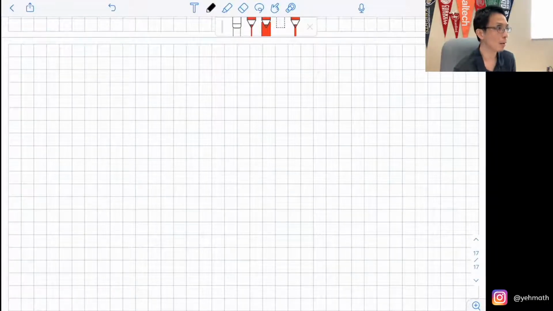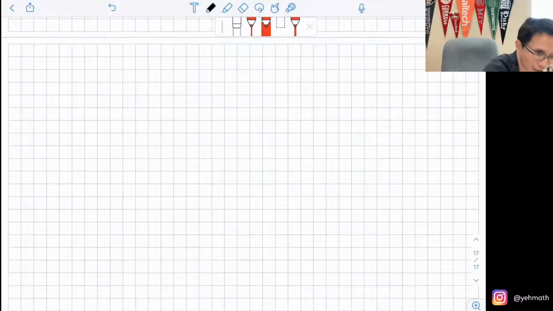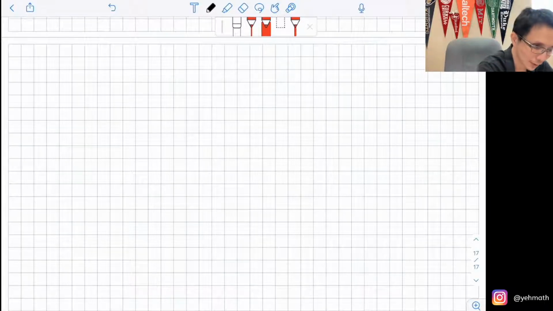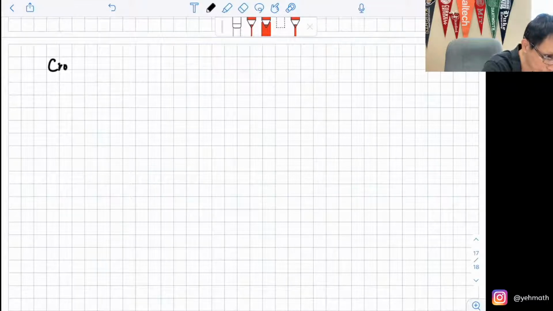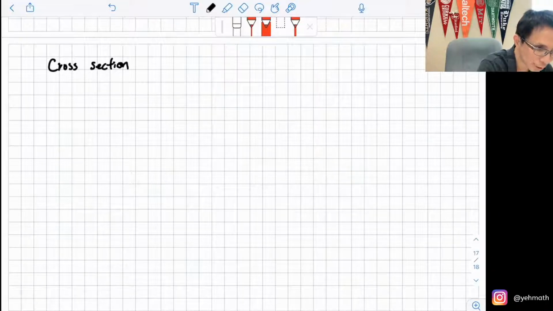Okay, so we're gonna talk about the next thing. Next thing is called cross sections. Focus. Cross section. Okay. So we're gonna talk about volume based on certain geometric cross sections. Okay, so cross section, and we're gonna deal with volumes.